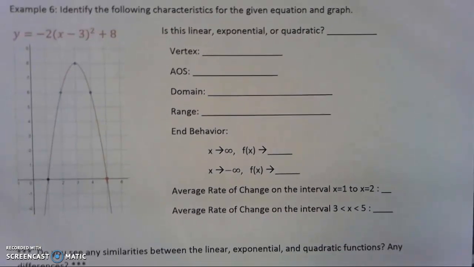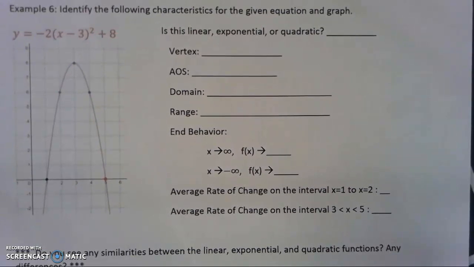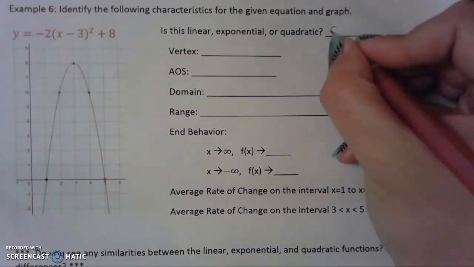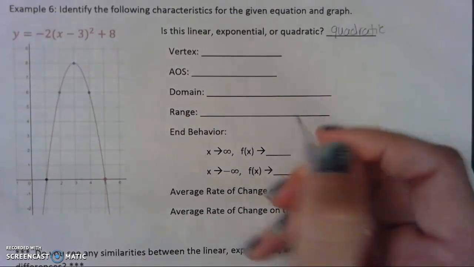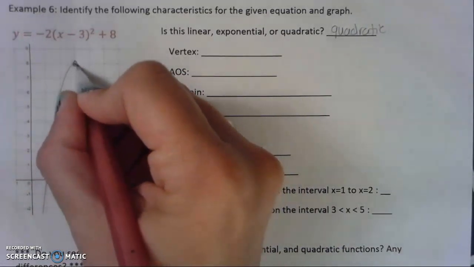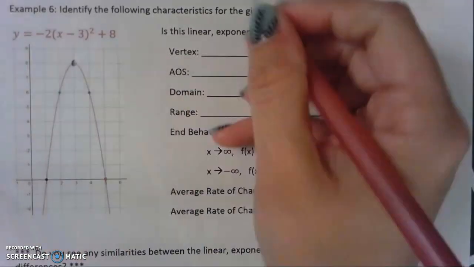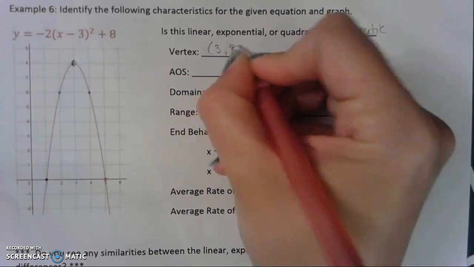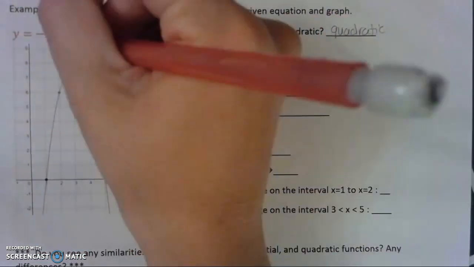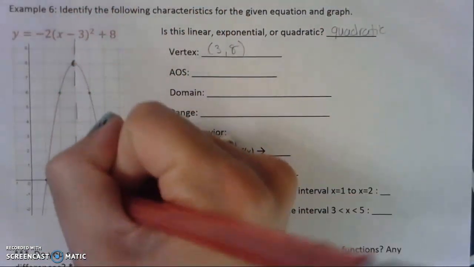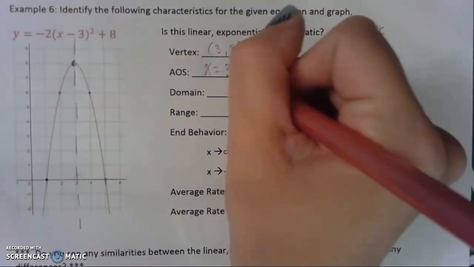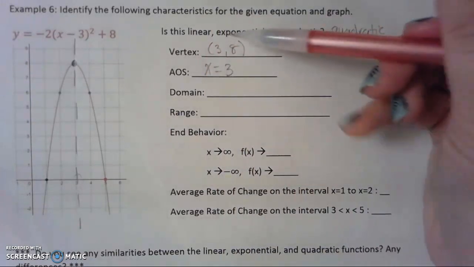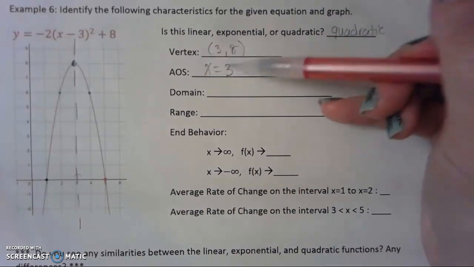Okay, this one is another quadratic. You can see that it's our upside down U this time, so we have another quadratic. Okay, our vertex on this one is a maximum, and it's at the ordered pair 3, 8. The axis of symmetry cuts right through the middle. It's going through the x value of 3. Remember, that should be the x of our vertex, if we remember when we did this in class.